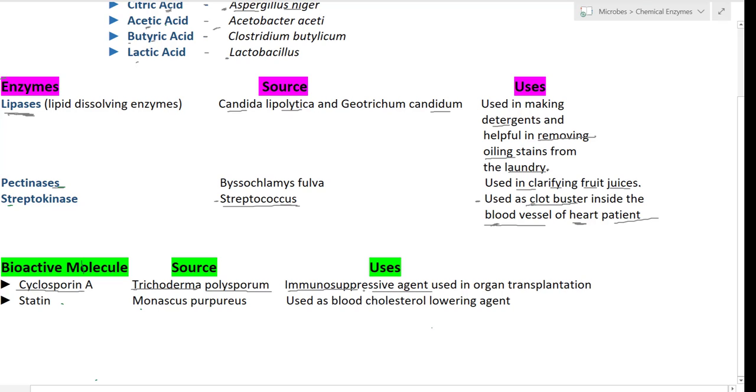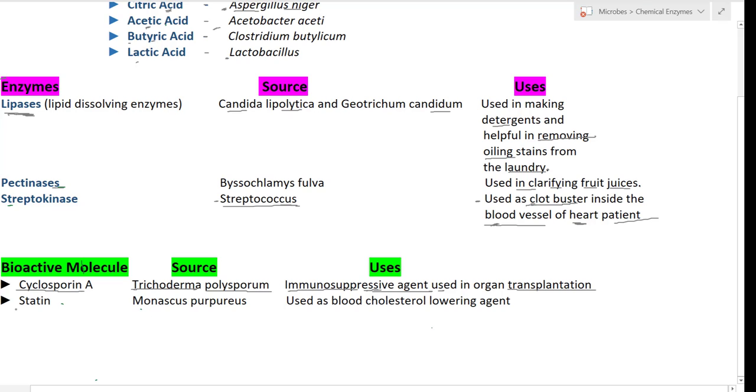An immunosuppressive agent suppresses the immune system. Actually, during transplantation, what happens? The organ we transplanted is rejected by the body. So we have to suppress the immune system to avoid the rejection of the transplanted organ. So we use it as an immunosuppressive agent during organ transplantation.